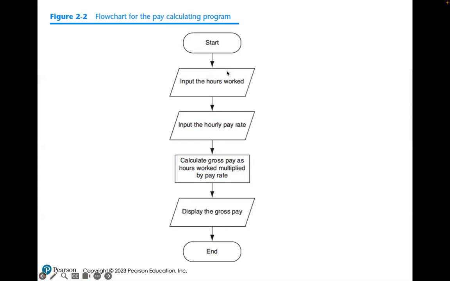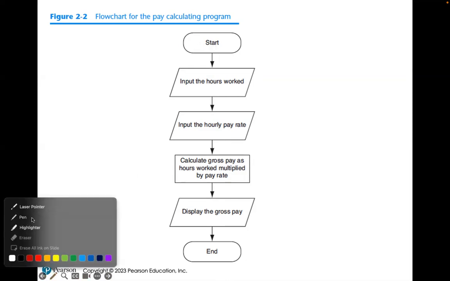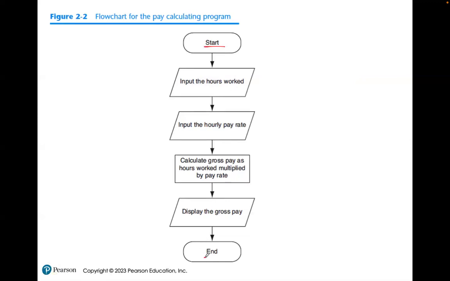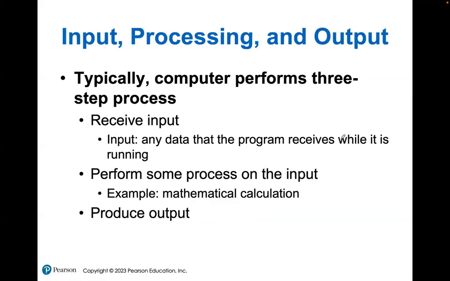So as you can see, we have a little program here. This is our start, this is our end. We are going to get some input from the user for the amount of hours they worked. Then we're going to ask them to enter their hourly pay rate. Then we're going to calculate their gross pay inside of the program. And then we're just going to display the gross pay that we calculated. So this is a little flowchart for a program that calculates the gross pay for any user. Input, processing, and output.